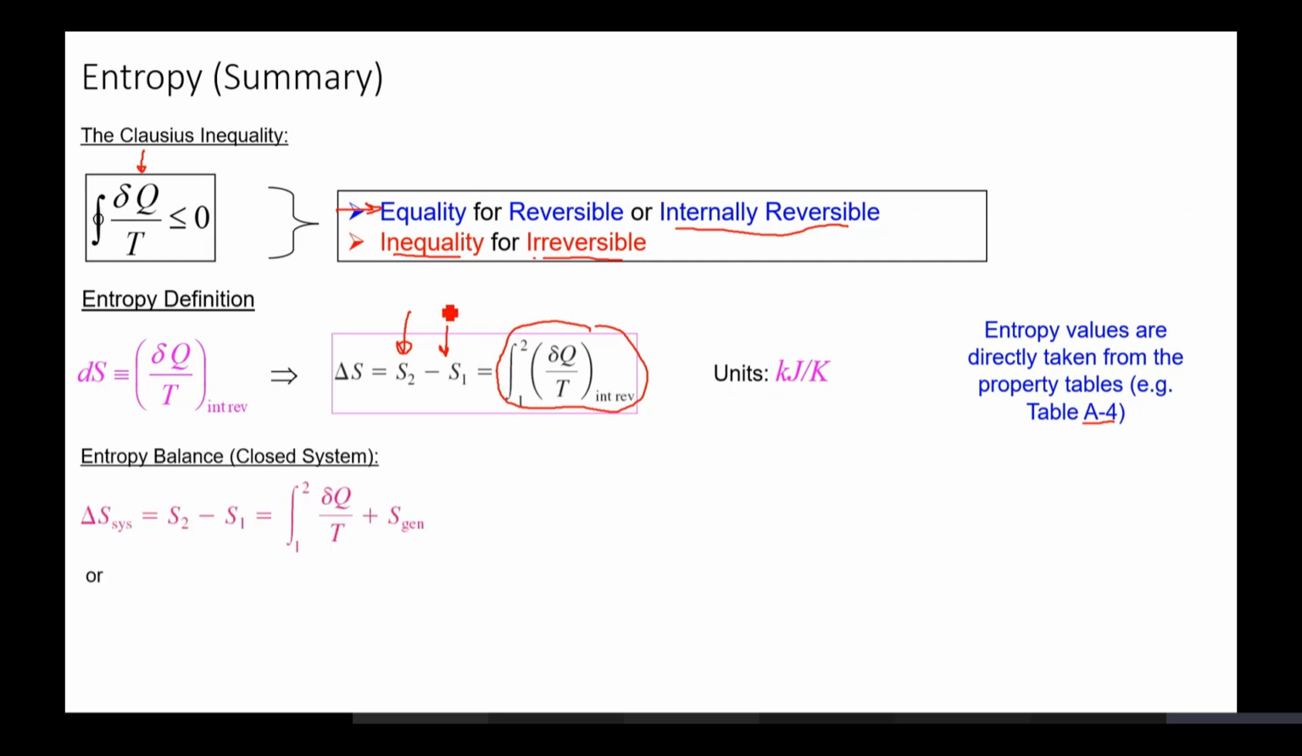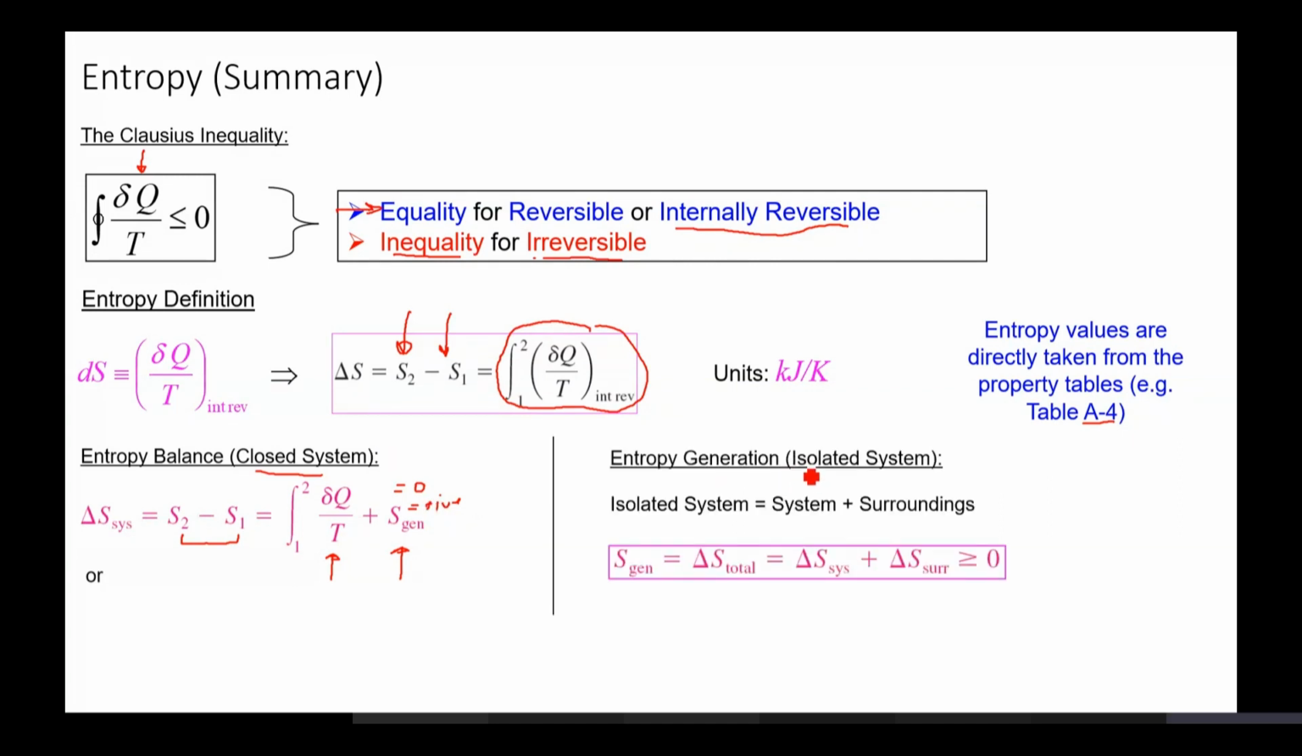And then we looked into the fact that the entropy change for a closed system is basically a combination of del Q over T plus entropy generation. And this entropy generation could either be equal to zero or it could be a positive value. It would be zero for a reversible process and positive for an irreversible process.